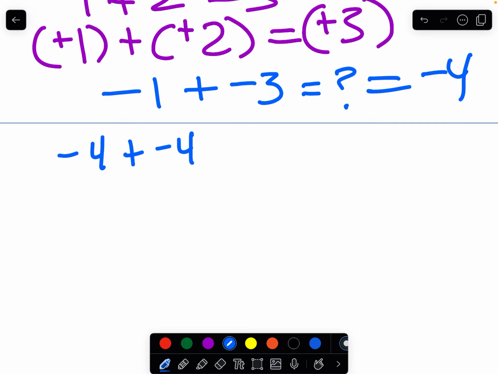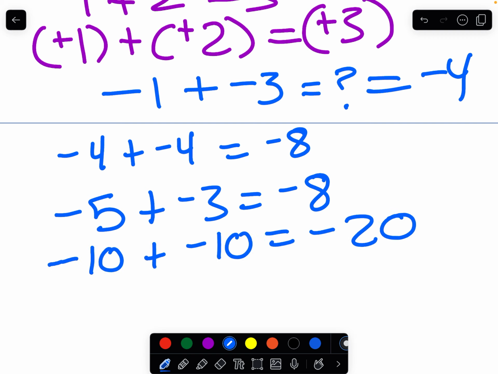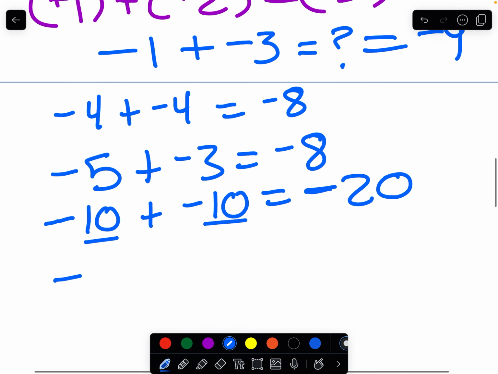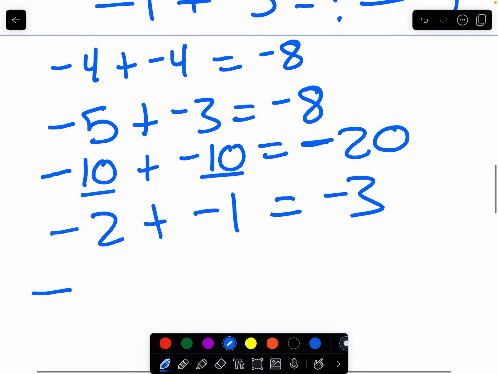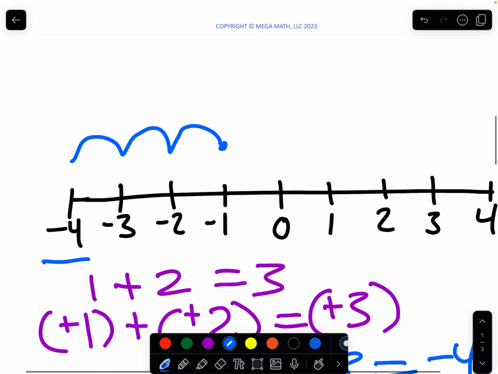Negative 4 plus negative 4 equals negative 8, because negative plus negative equals negative. Negative 5 plus negative 3 also equals negative 8. Negative 10 plus negative 10 equals negative 20. We're adding the whole numbers, and we're throwing in that negative sign. Negative 2 plus negative 1 equals negative 3. Negative 1,000 plus negative 500 equals negative 1,500. Hopefully you get the idea.